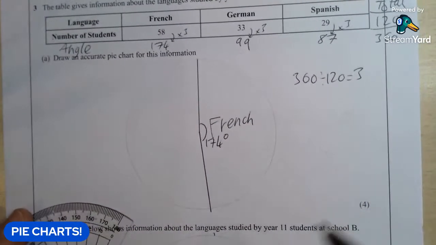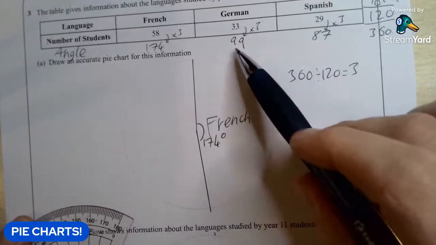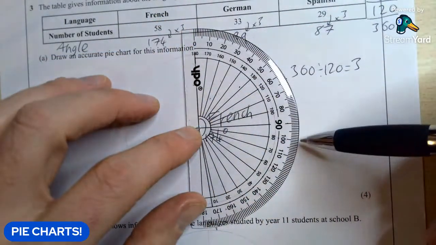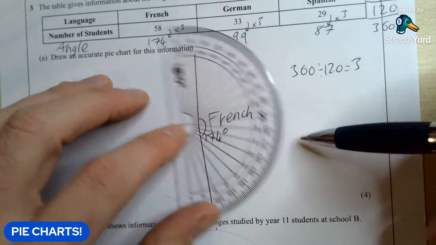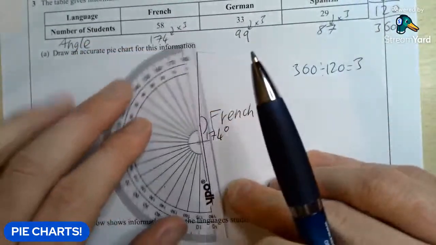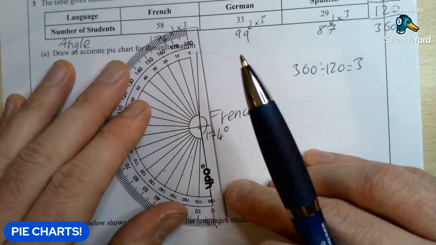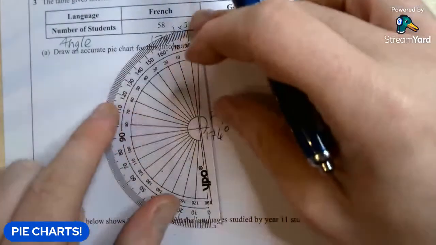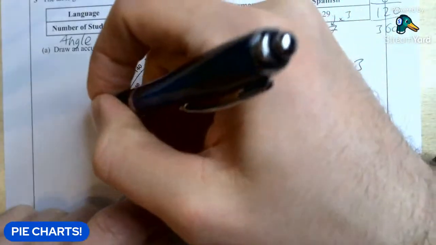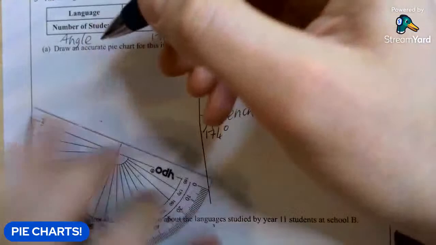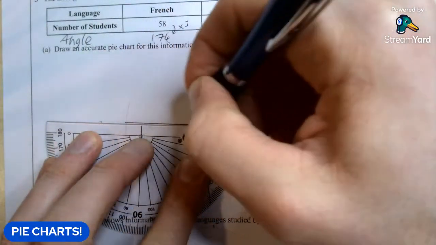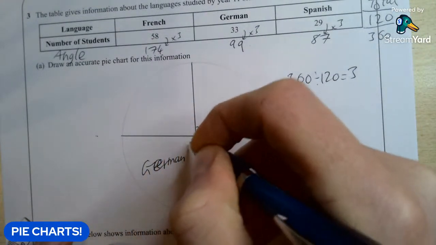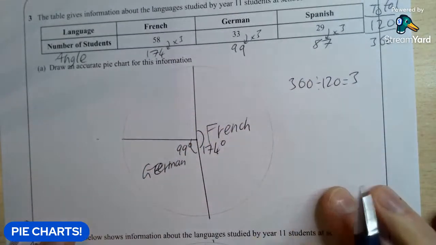Now, this is where people make a lot of mistakes on pie charts. The next one here, for the German section, is 99. But I'm not going to start there, because this is a big mistake people make. They'll put 99 and write it here, and that'll be wrong because then they're going into each other. You turn your protractor and start from the last point. Then start at 0, follow it round to 99, which is around here. That one is German, and that is 99. Right, and then the last one.